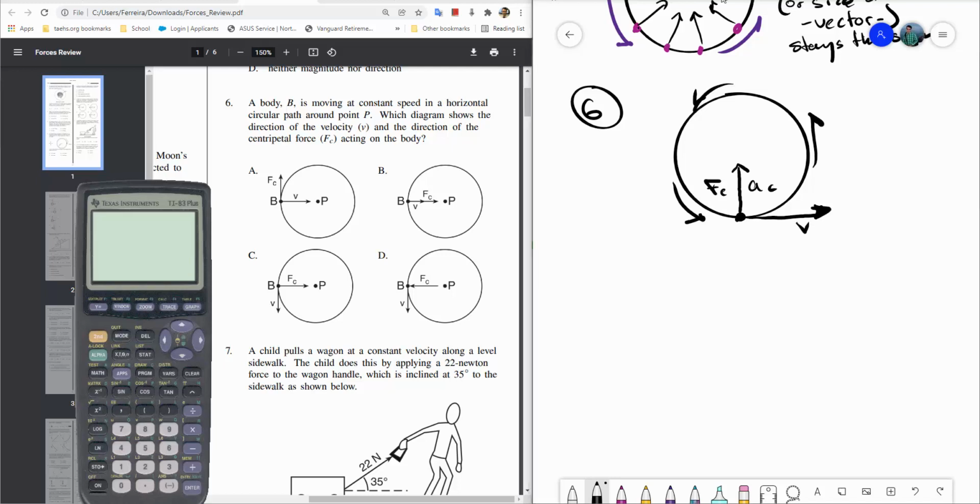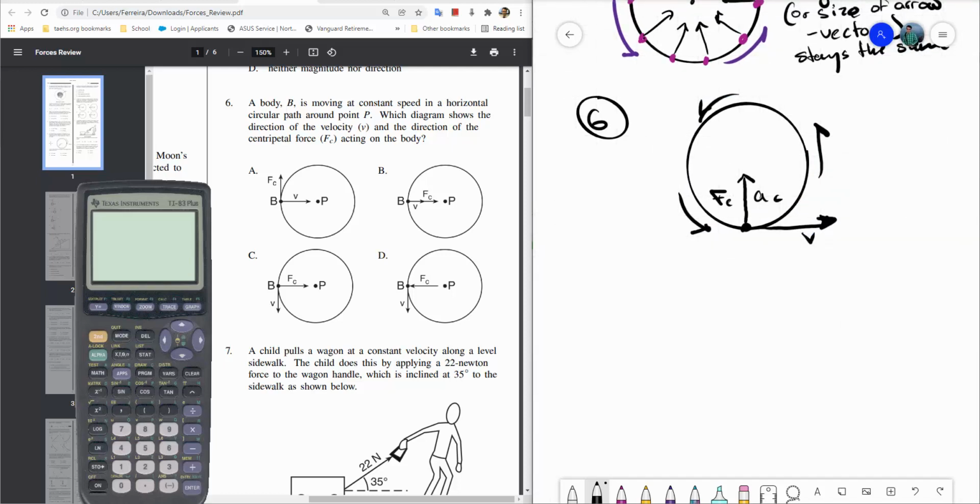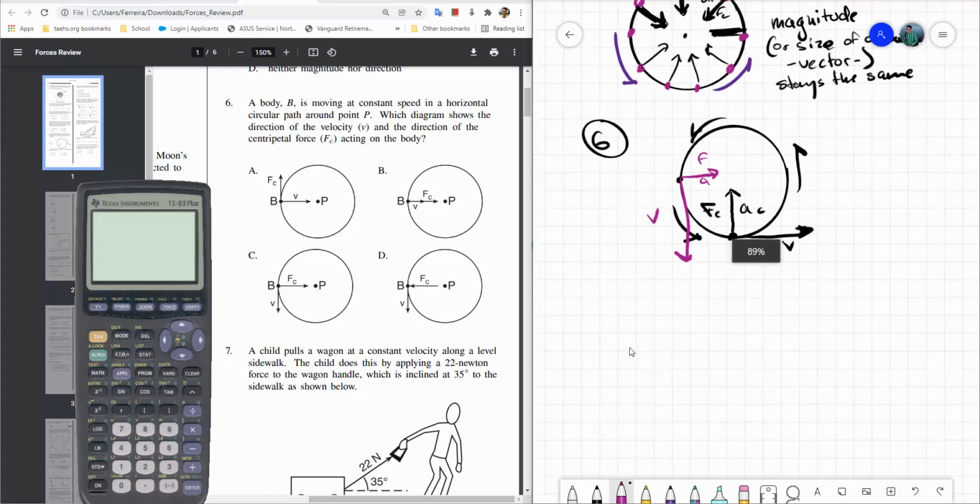In this case, C is a nice clear fit. C shows a tangent velocity, pointing down. The velocity is pointing down. It's tangent, while the centripetal force and the acceleration are pointing towards the center. The answer is C. Let's take a look at 7.